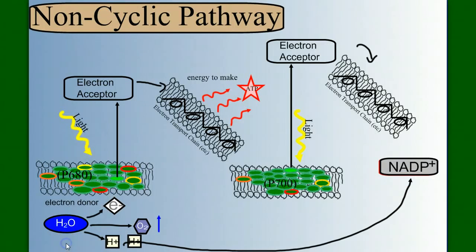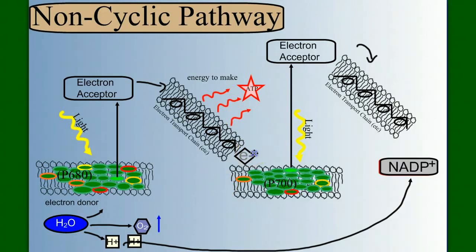So let's review. Water is split through photolysis. An electron is donated to P680. That electron gets energized by light, and now it becomes a high energy electron. That high energy electron gets picked up by an electron acceptor, sent down an electron transport chain, where energy is given off to make ATP.